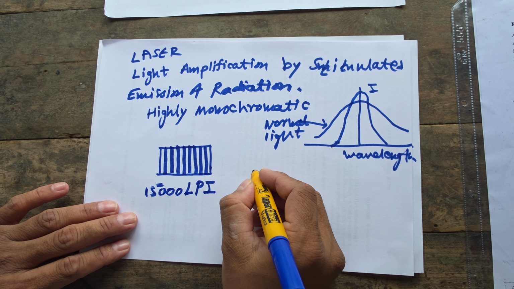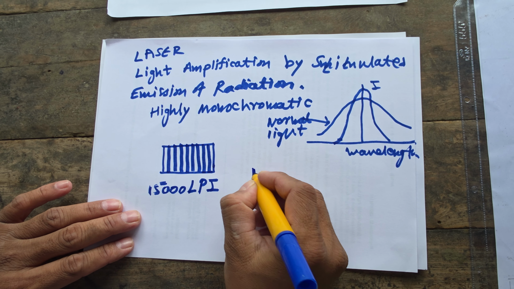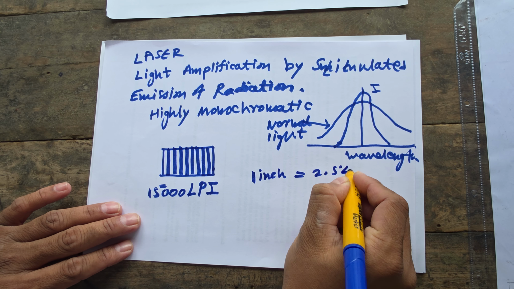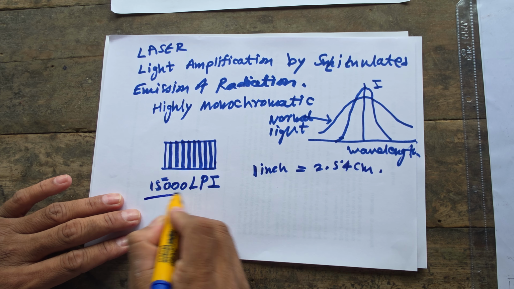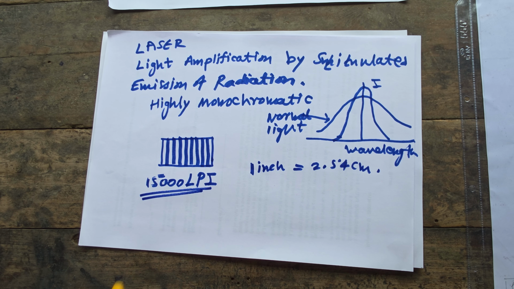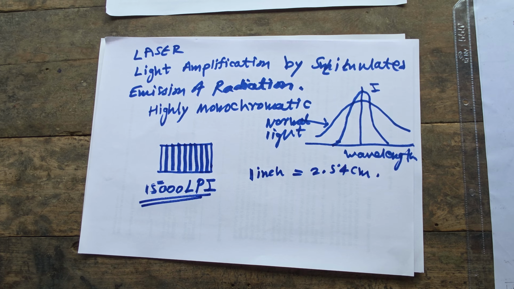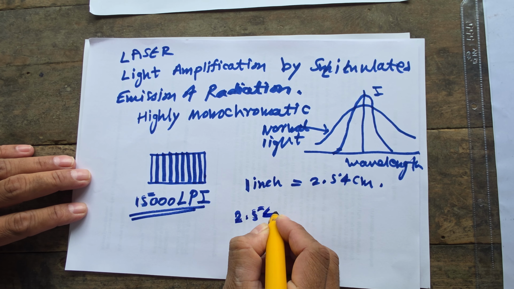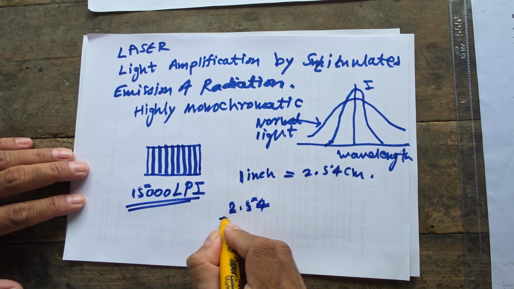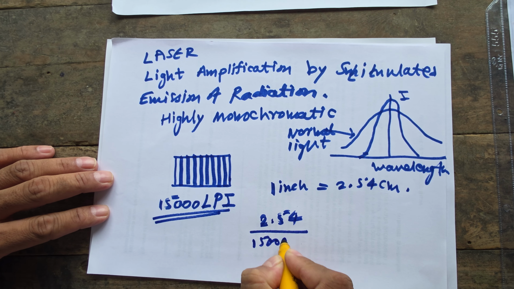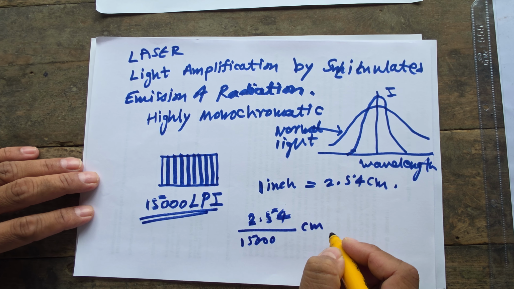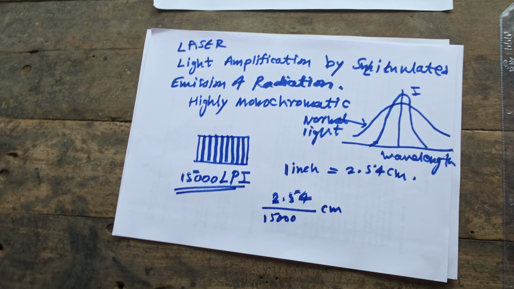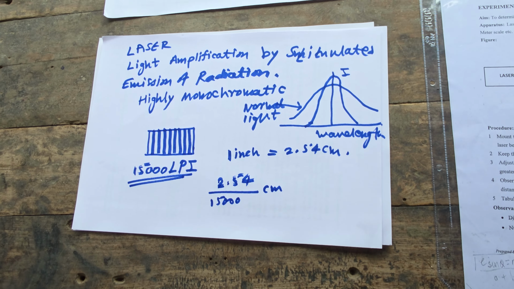You know that 1 inch is nothing but 2.54 centimeter. So therefore, to find out the number of lines in a particular centimeter, we have to divide 2.54 by 15,000. It will give the consecutive distance between the two lines, and that too in centimeter.